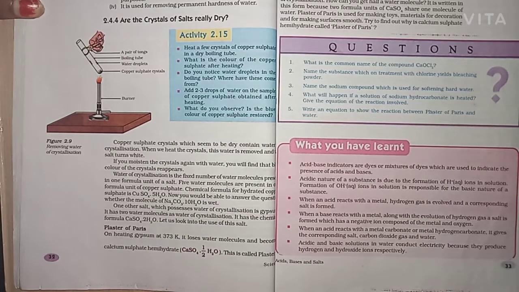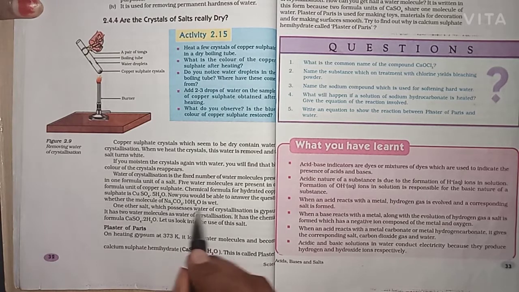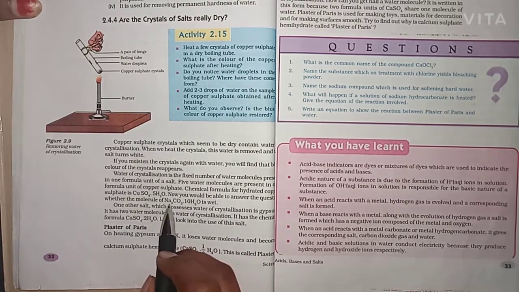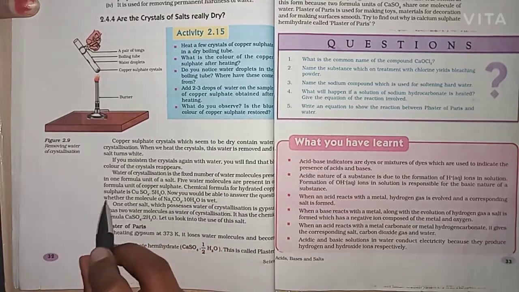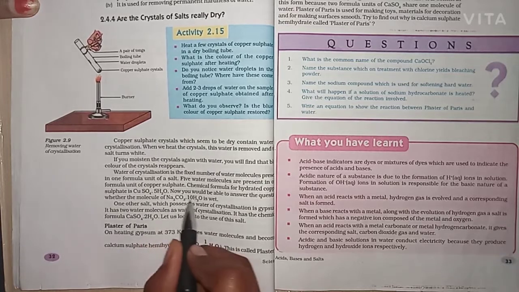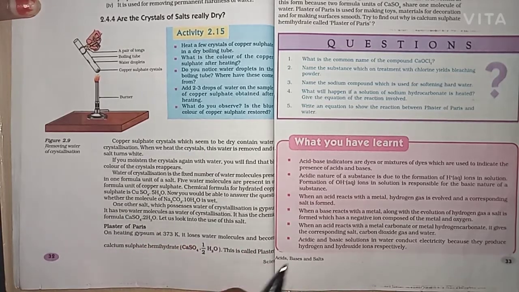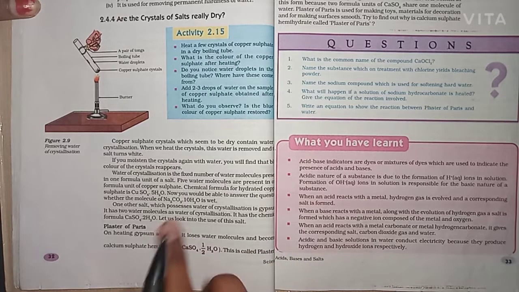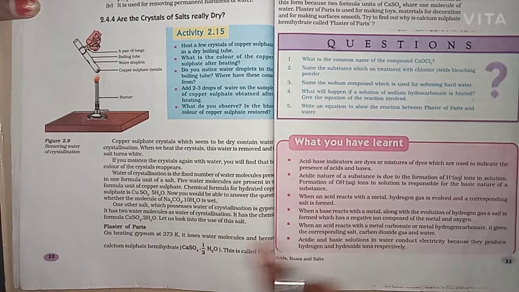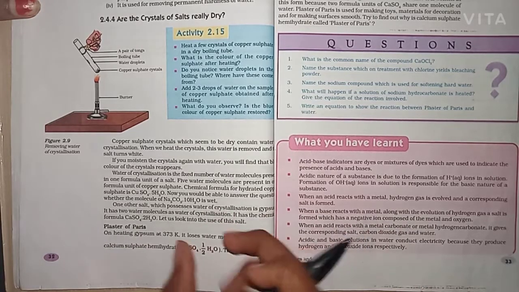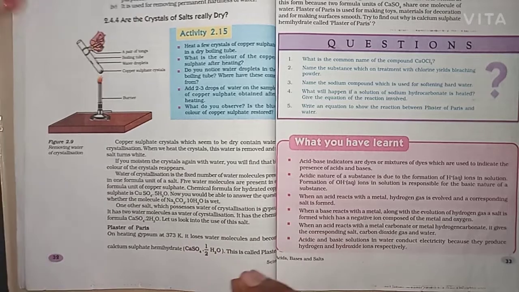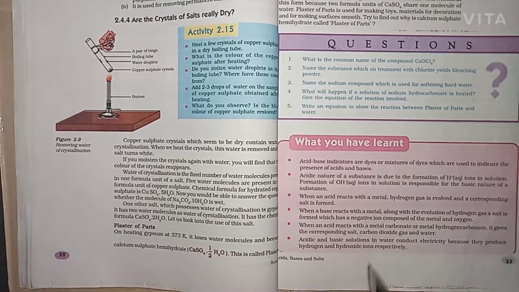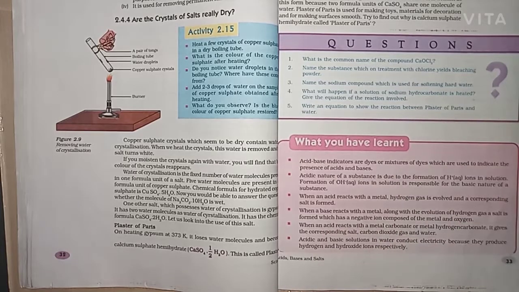Okay, so now you would be able to answer the question whether the molecule of Na2CO3 10H2O is wet. When we observe it, it is not wet. When we do the experiment, we can say that it contains water molecules, but the crystals are not actually wet. They have water molecules, but they are actually dry.